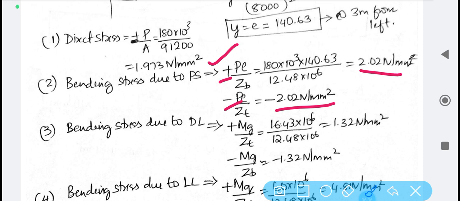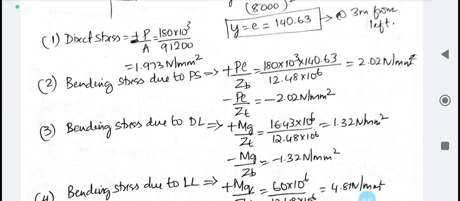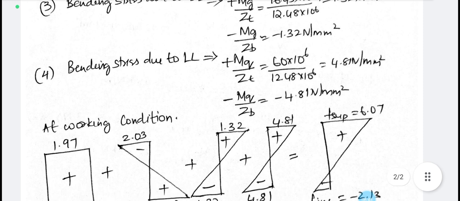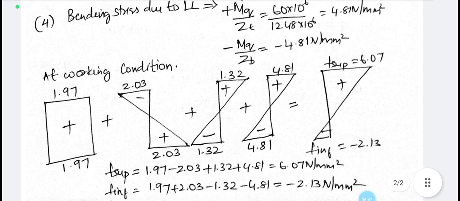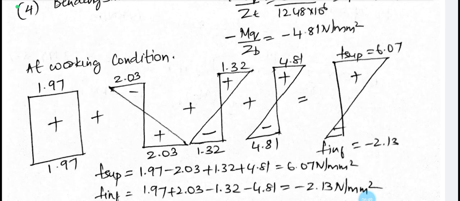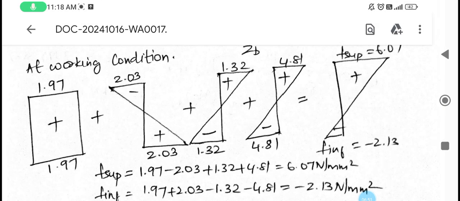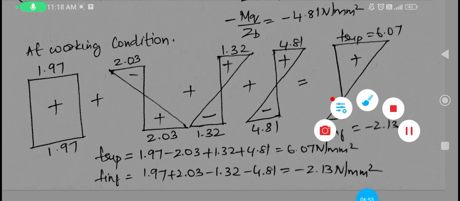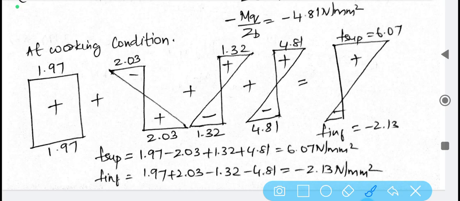And bending stress due to the dead load is also calculated, plus or minus Mg by Z. And bending stress due to the live load is calculated, plus or minus Mq by Z. And lastly, the stress distribution plot needs to be done. As I've told you, for the pre-stressing condition, that is direct pre-stress, it is positive, that is compression in nature, therefore entirely it is positive.